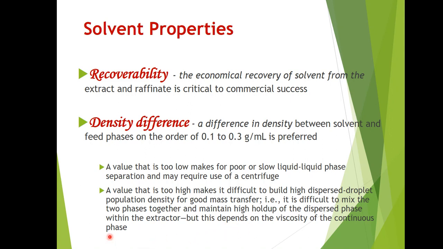Now, if the value for this difference in density between the solvent and the feed is greater than 0.3, let's say for example it's 0.5, it would be difficult to build this high dispersed droplet population. And if it would be difficult to build this high dispersed droplet population density, it would be difficult for the two phases to mix.